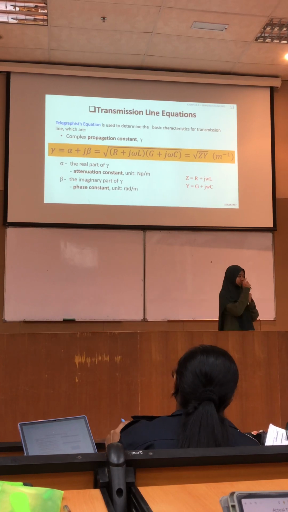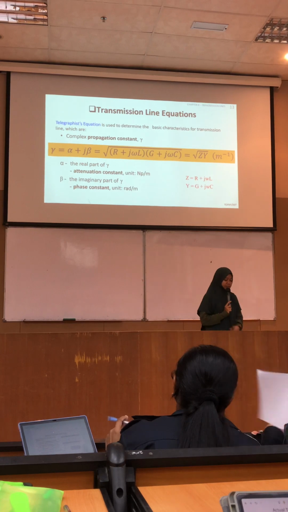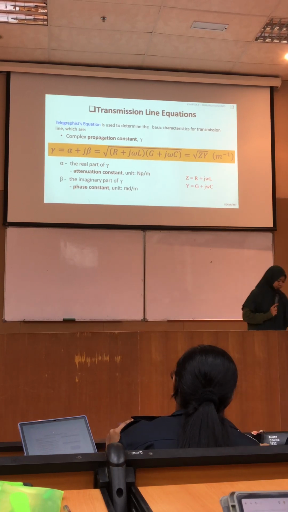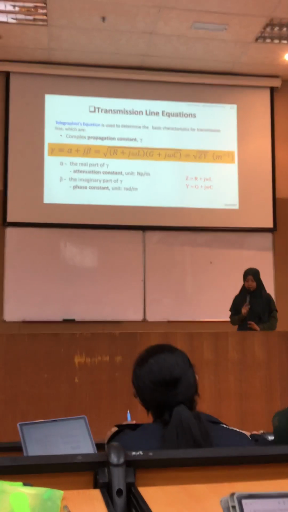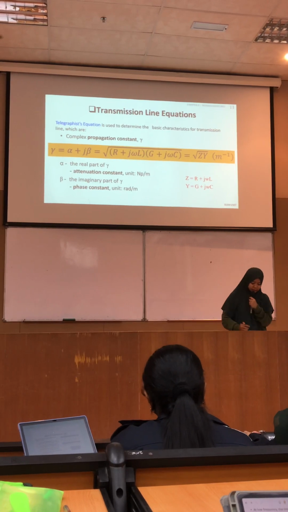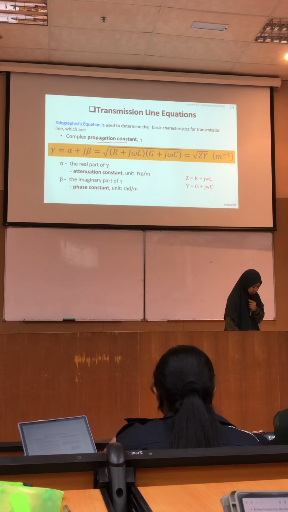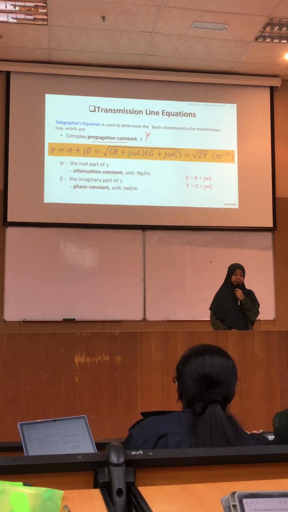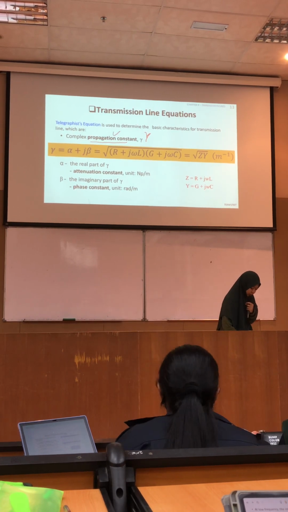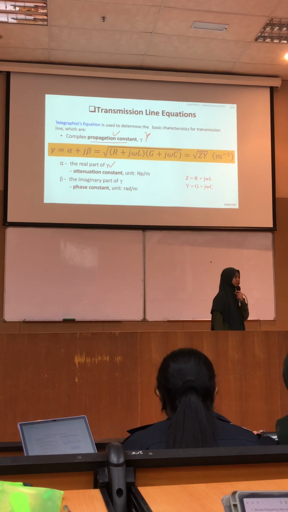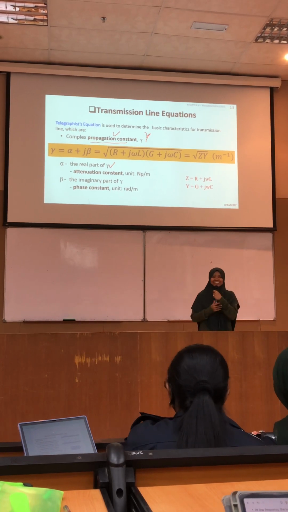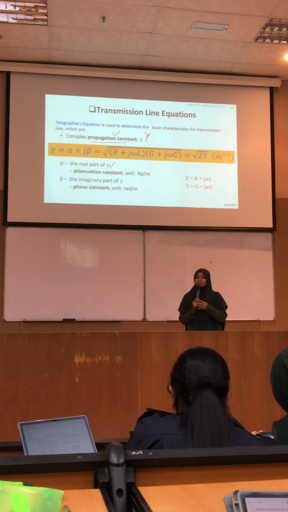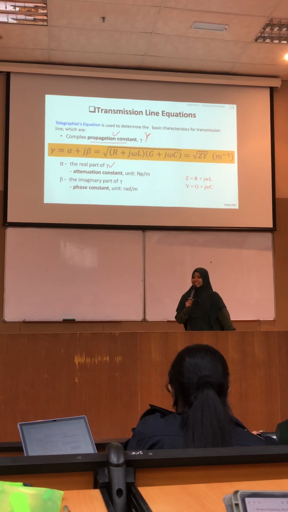Okay, transmission line equations. Time to go to basics. Transmission line equations. So basically there are two important parts, which is the propagation constant. How do you pronounce this one? Gamma. Propagation constant and attenuation constant. Another question: what is the difference between propagation and attenuation?